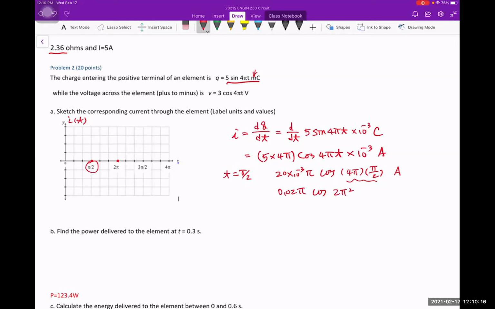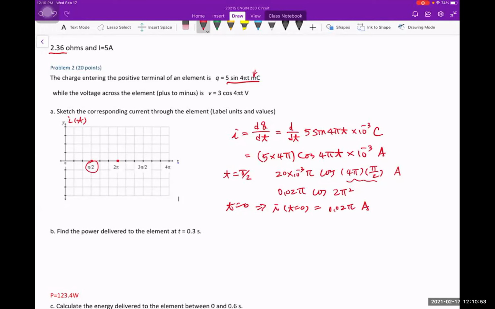I didn't calculate each one of them, but I think you got an idea. Then you just simply sample this at different points. If you have t equal to 0, what will be the value starting with? Are you going to have a value at the time you go to 0 or not? When time is equal to 0, cosine 0 is equal to 1. So you should get an i at time equal to 0, which is equal to 5 times 4 pi times 10 to the negative 3, which is 0.02 pi amps.